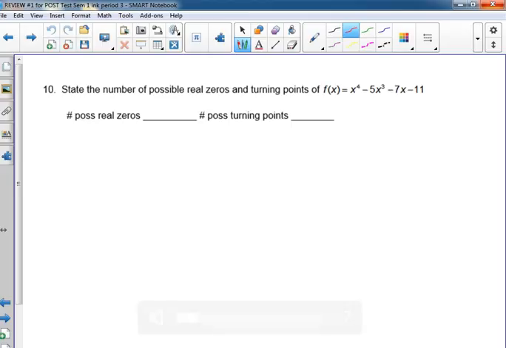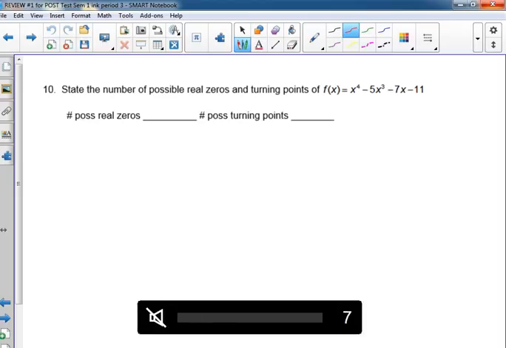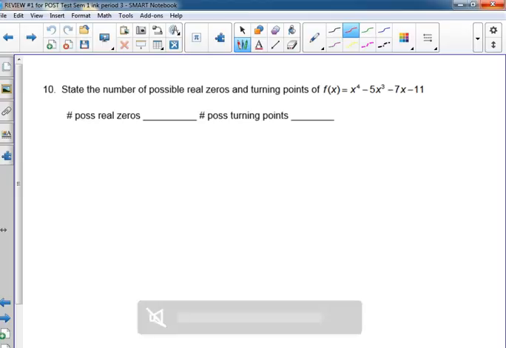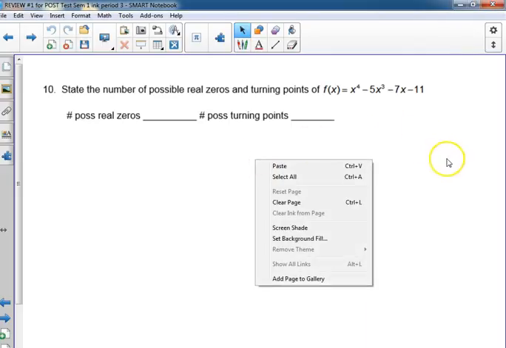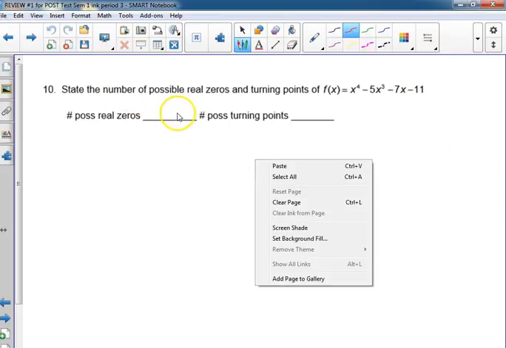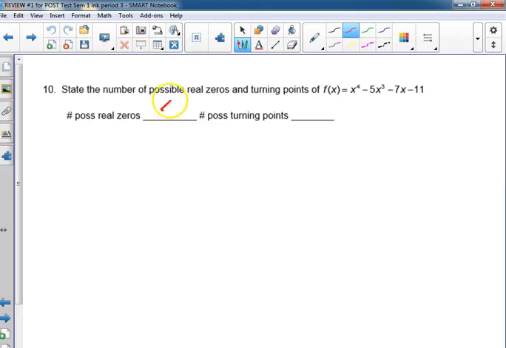Number 10 says, state the number of possible real zeros and turning points. Should be the easiest question ever, right? Degree 4, so number of possible zeros and number of possible turning points. We remember this? Okay.